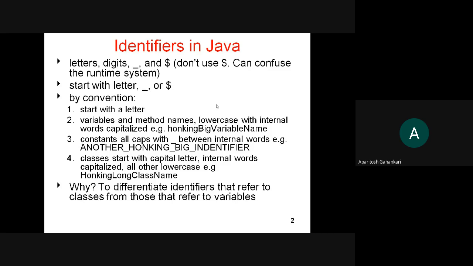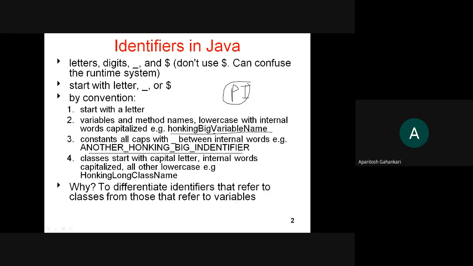So you can see over here, as shown in the example, a honking big variable name. The h is small and every other word starts with a capital letter. And all the constants, like suppose I want to declare a constant for say pi, then that will be in the complete capital case. So pi is a constant and that is why it is in capital letters only.